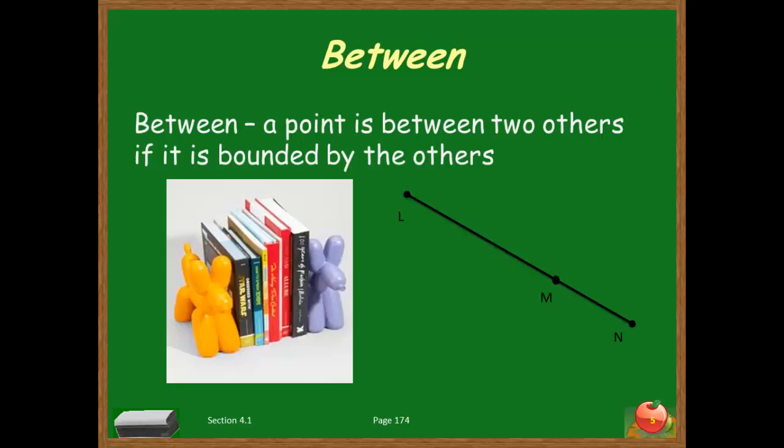Between. A point is between two others if it is bounded by the others. Bounded means that they are on the ends. M is between L and N.